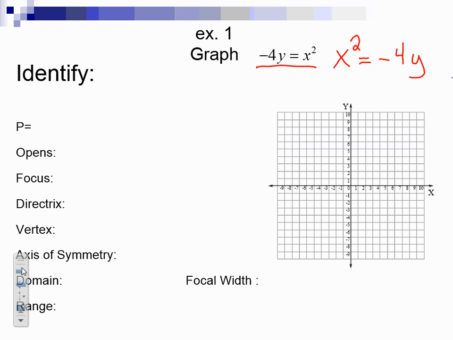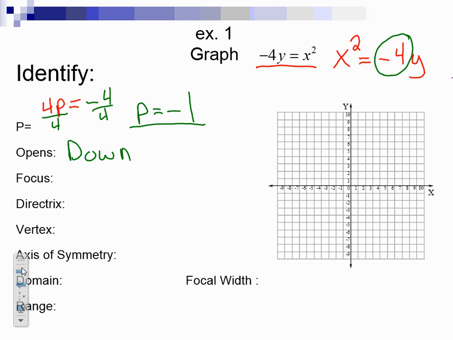Now, to find our p, this is how we find p every time. You're going to set 4p equal to whatever number is sitting in front of the y here. So 4p equals negative 4. To find p, divide both sides by 4. So p equals -1. Now this is going to be very important to answer all these following questions. Since it's an x squared, we know it's either going to open up or down. This one is negative, so it's going to go down.